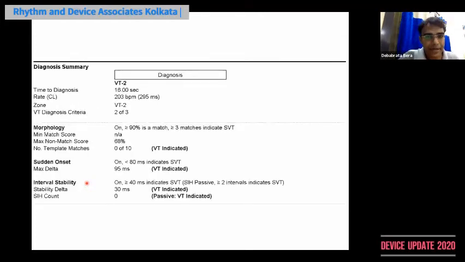So what happened, this is one of the VTs which I have shown. It is in the VT2 zone initially. What did it show? It showed that a more than 90% match was not there, so it indicated VT. It showed the RR interval was not very variable, so it was not atrial fibrillation. So possibly a VT. It was a sudden onset, and the stability was also there, so it was not atrial fibrillation. Sudden onset means it was not a sinus tachycardia. So from these three features, it calls it a VT and then goes for the therapy.